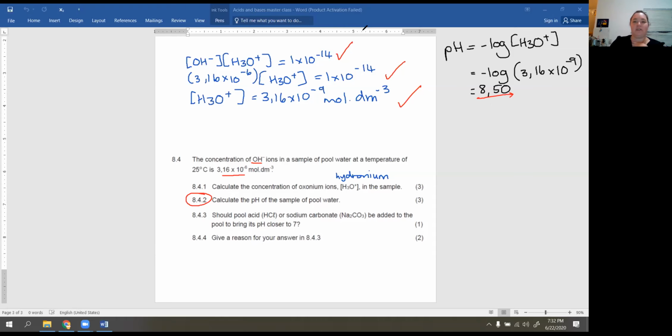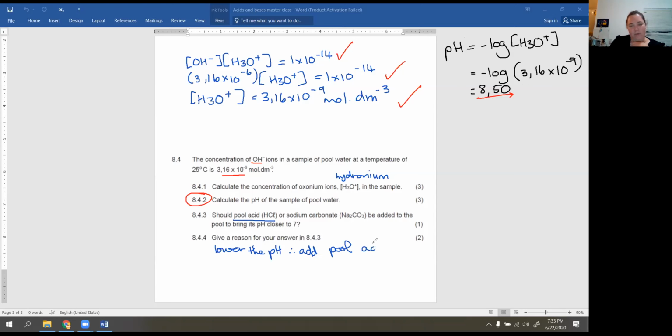The next question says, should pool acid or sodium carbonate be added to the pool to bring its pH closer to 7? I'm going to let somebody shout out the answer for that one because it's rather straightforward. Anybody prepared to shout out? Pool acid. Yay, we're going to add pool acid because we're in a situation where our pH is too high, it's too basic. The reason that we're adding pool acid is that we need to lower the pH, therefore add pool acid.